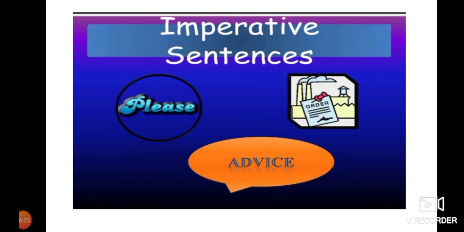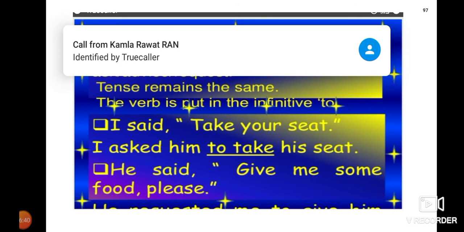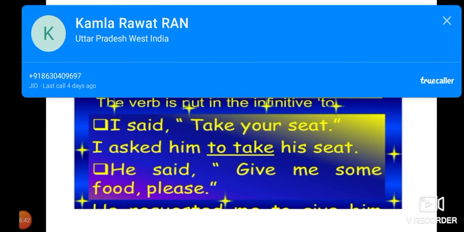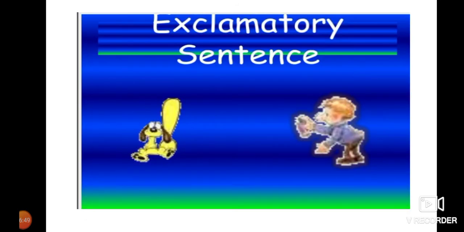In imperative sentences, reporting verb is changed into ask, advise, request, and tense remains the same. The verb is put in the infinitive too. I said, take your seat. I asked him to take his seat. He said, give me some food, please. He said to give him some food.